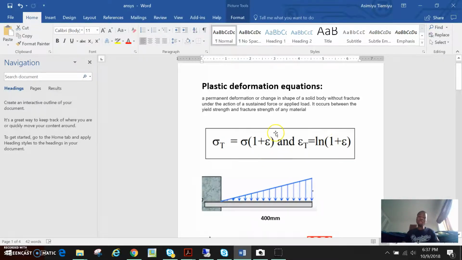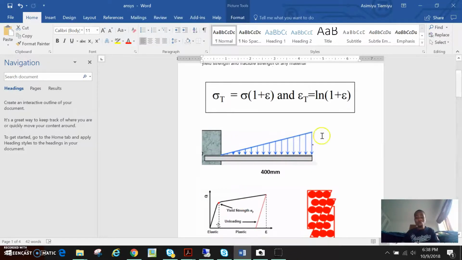In engineering, we do not theoretically use true stress or true strain. We use engineering stress and engineering strain, so there is a little difference between those two. But practically, when we apply force on any structure, we get true strain and true stress. To make it easier, we convert it to engineering stress or strain. So this is going to be my model.